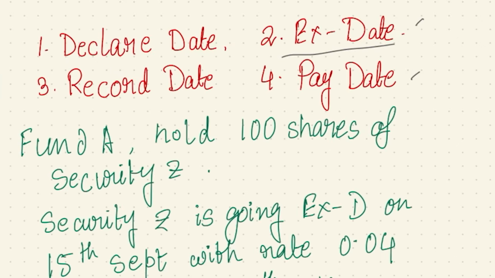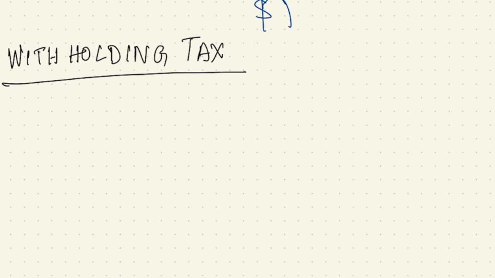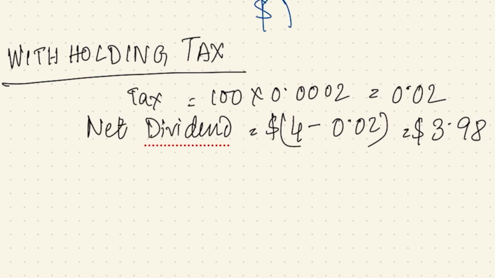So in the example I have given below, the security Z is going XD on 15th of September with a rate of 0.04. You might see there is a tax component associated with it. The tax rate is 0.0002. So in this scenario, you will have a gross dividend and a net dividend. The gross dividend will be $4. How much will be the tax? The tax is going to be $0.02, and the net dividend will be the gross dividend minus the withholding tax, which is $3.98 in this case.